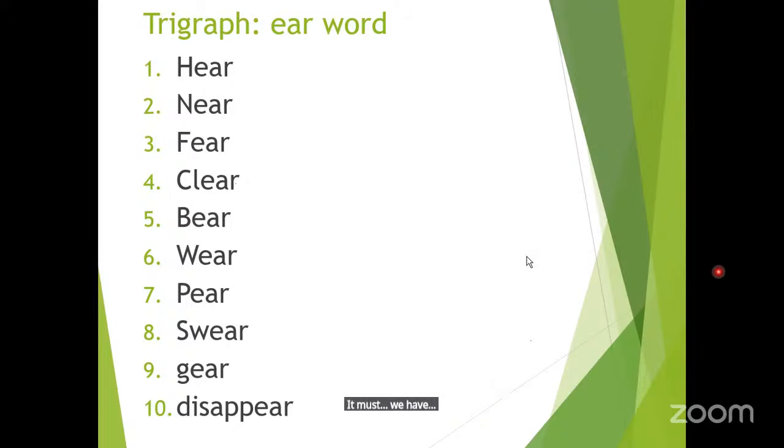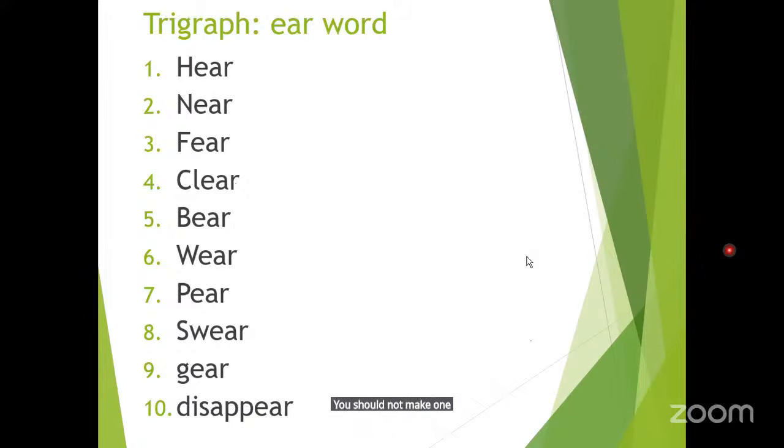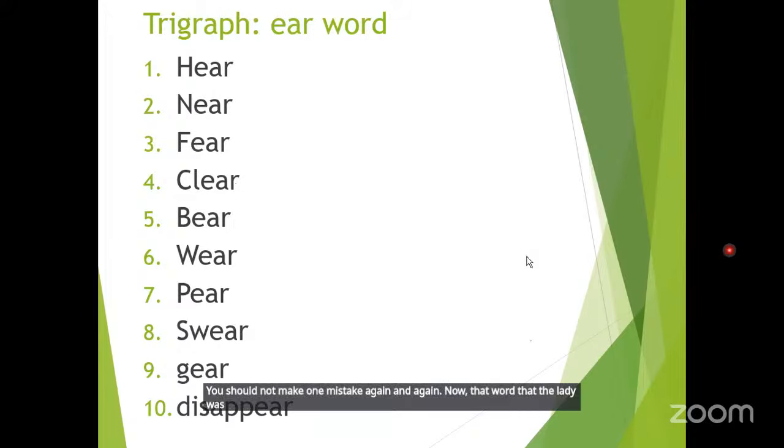We must achieve something, please. So one thing I just said now, try to have a jotter or use your phone when you come across new words. Someone was telling me last week, oh, I came across this word, I forgot it. You should not make one mistake again and again. If she comes across that word again, because she has not learned it, she will soon make the same mistake. It shouldn't be at all.